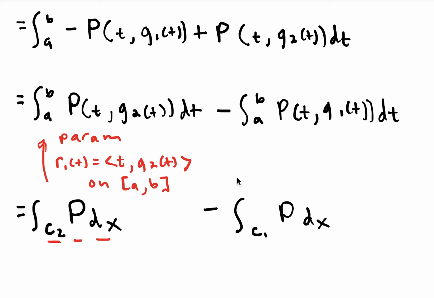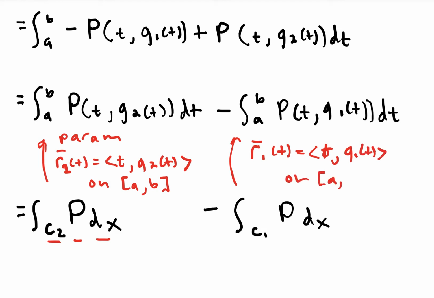And we're doing pretty much the same exact thing over here, except it's a slightly different parameterization, let me get my numbers straight here. It's a slightly different parameterization because we're dealing with the other curve. Okay, so for this one, the parameterization that we are using is t, g1 of t, and we're doing this on the same interval.